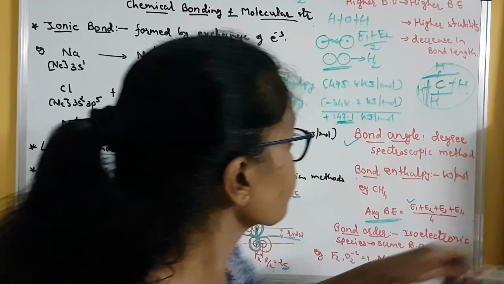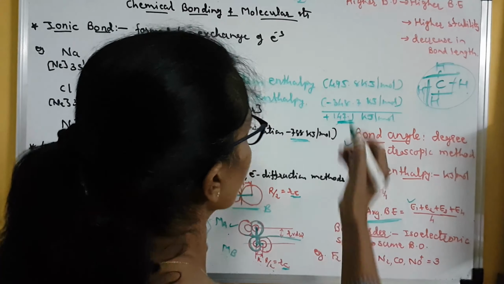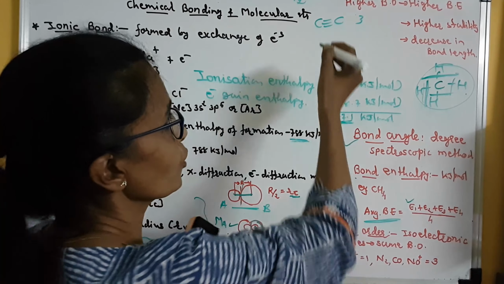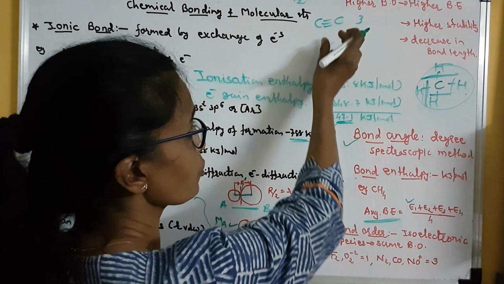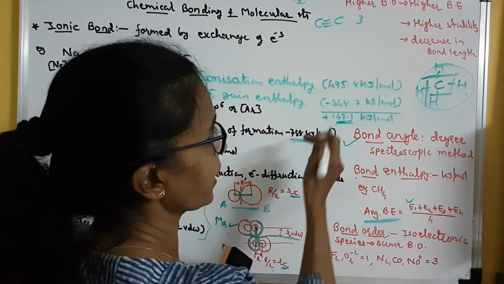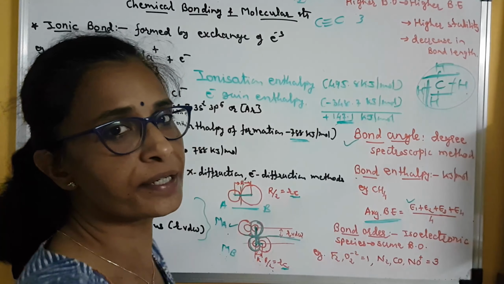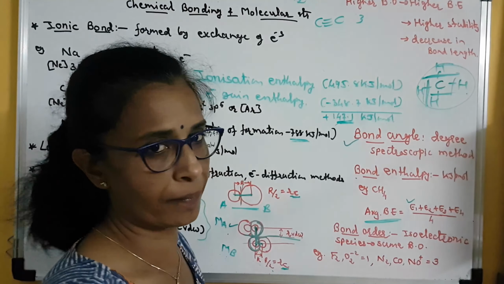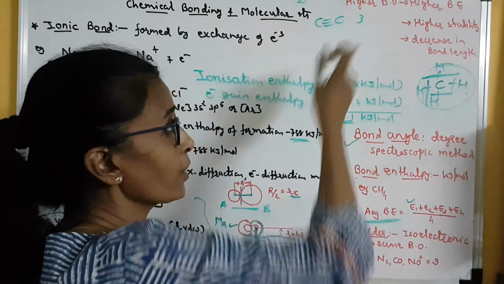Suppose we take a carbon-carbon triple bond. Clear? If we take a carbon-carbon triple bond, the bond order is 3. So if bond order is 3, this bond is shorter. Bond length will decrease. If the bond is shorter, it means more attraction. More attraction means higher bond enthalpy. And if bond enthalpy is higher, then stability is higher. So a compound containing a carbon-carbon triple bond is more stable because it has higher bond enthalpy, because its bond order is more.